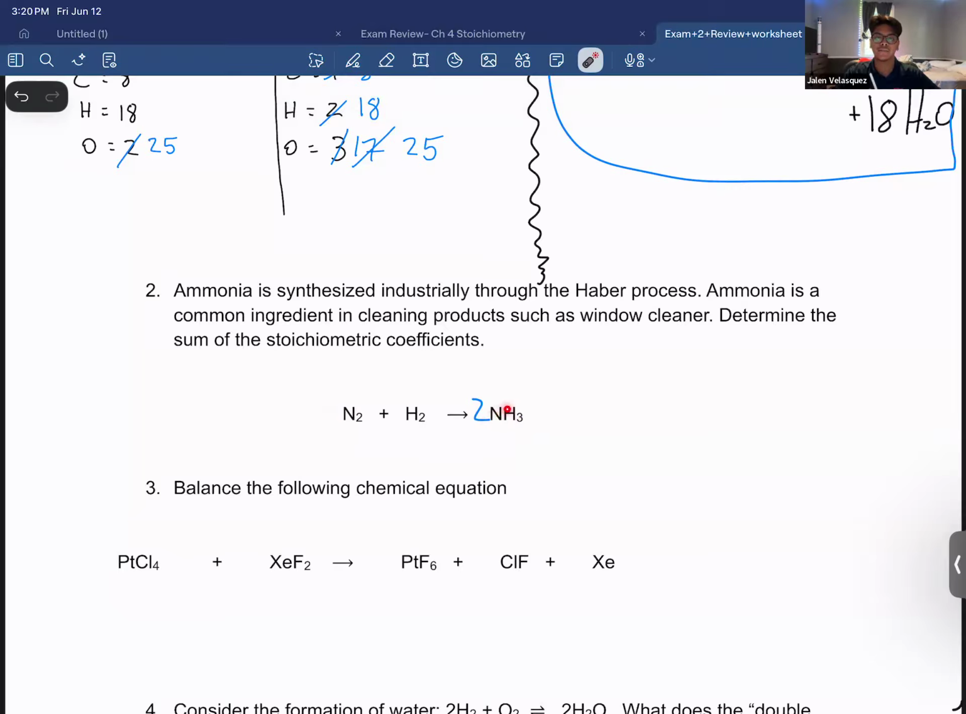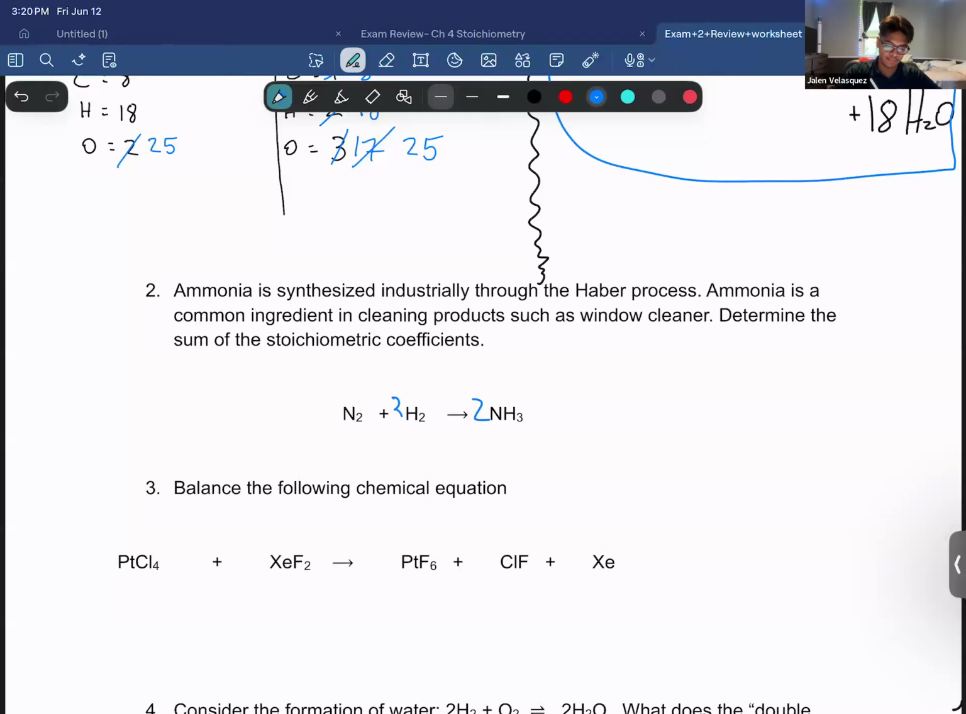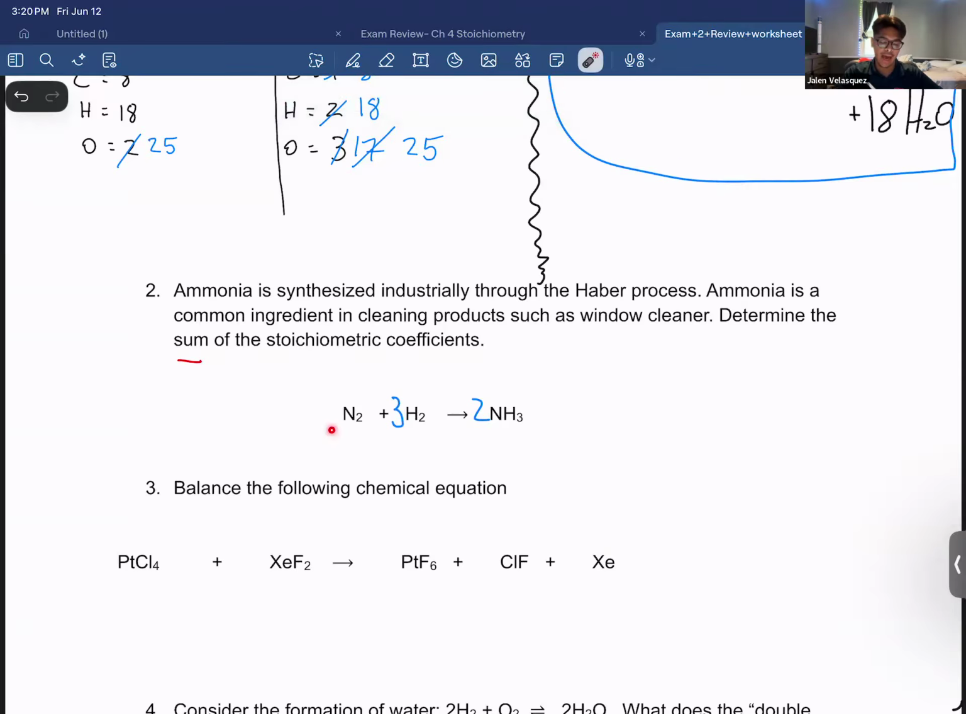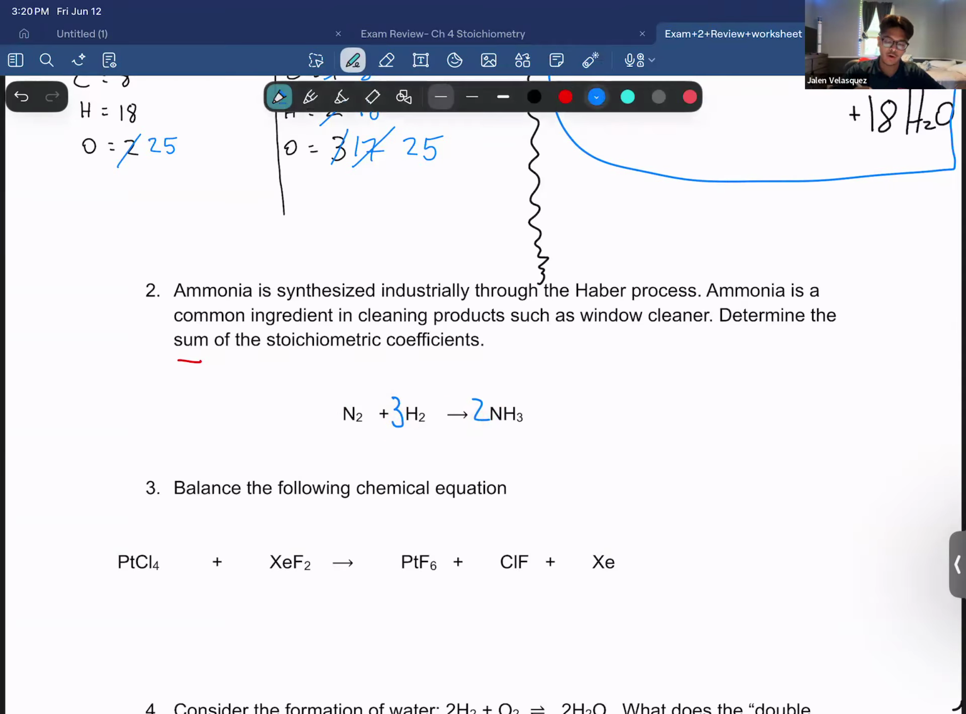But hydrogens are not. I have six here and I have two here. How can I get to six? I can multiply this by three, and now the equation is balanced. I'm asking you to determine the sum of the stoichiometric coefficients. You might remember from your early math classes, the word sum means addition. So I'm just going to add all of the coefficients: 1 plus 3 plus 2, the sum of your coefficients is equal to 6.